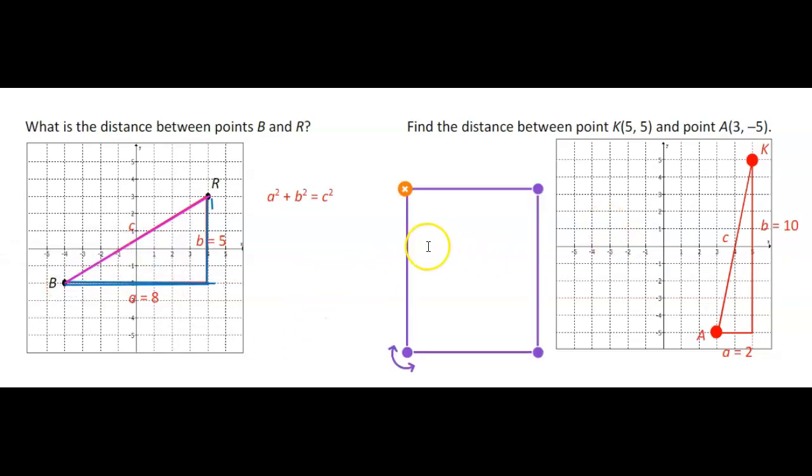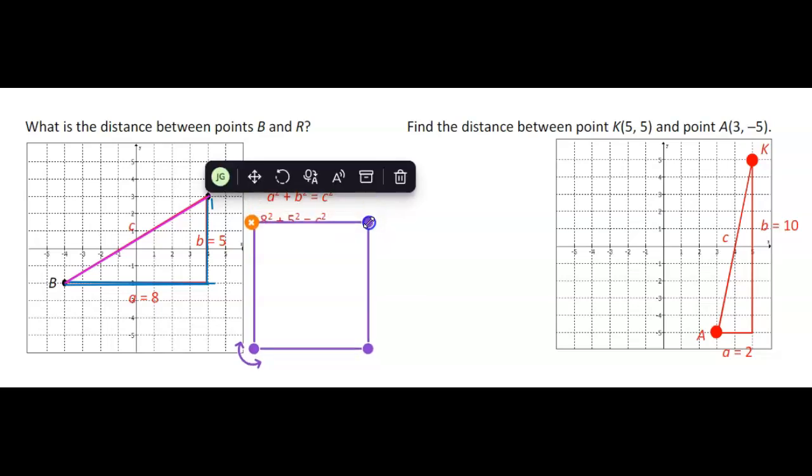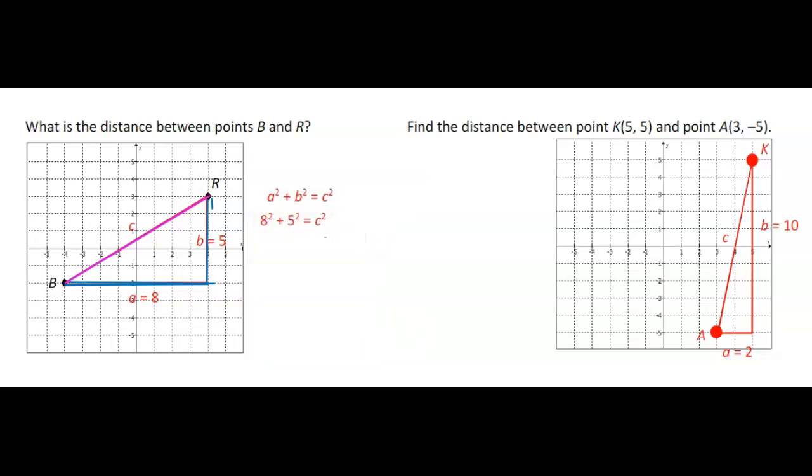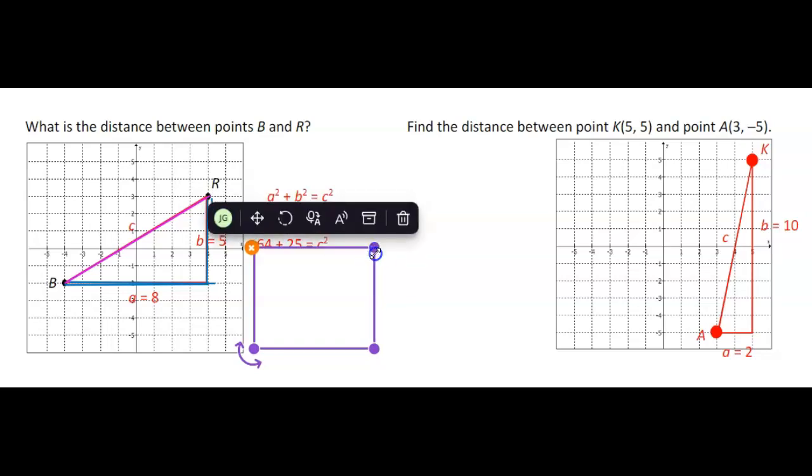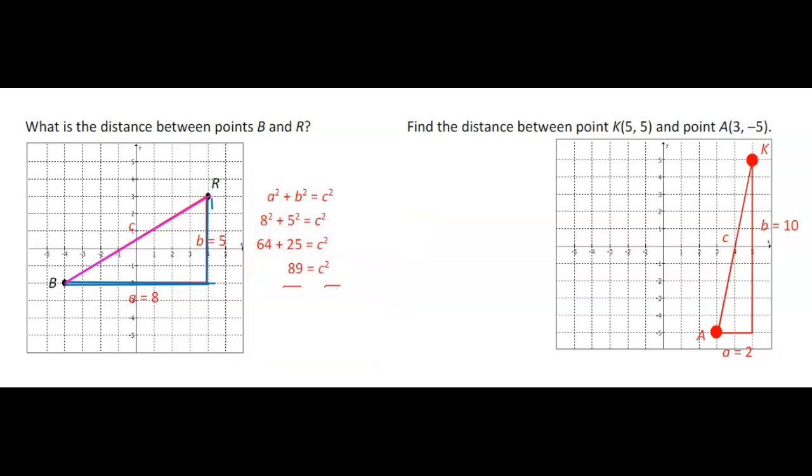So you're going to take those dimensions and plug them into your Pythagorean theorem. 8 squared plus 5 squared. Add them to get the sum, and that gives you 89. Finally, take the square root of 89 to get a distance of 9.43 units.